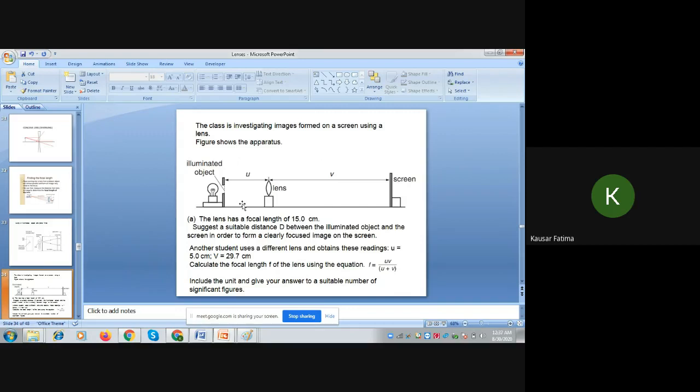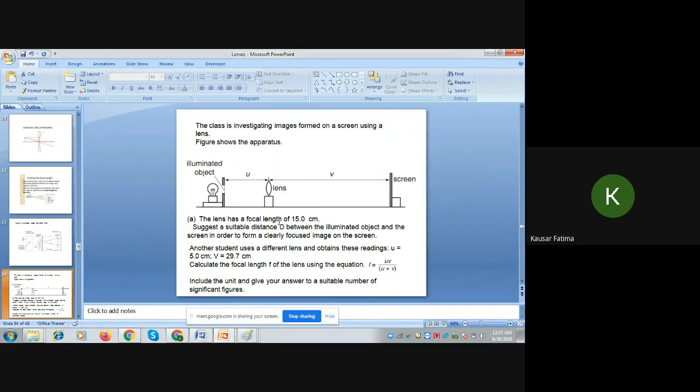Here the lens is placed in the middle, not exactly in the middle of course, depending on the focal length, but it has to be in between the screen and the illuminated object. So here is the question. The lens has a focal length of 15 centimeters. Suggest a suitable distance d between the illuminated object and the screen. It means from here till this, what should be the distance?